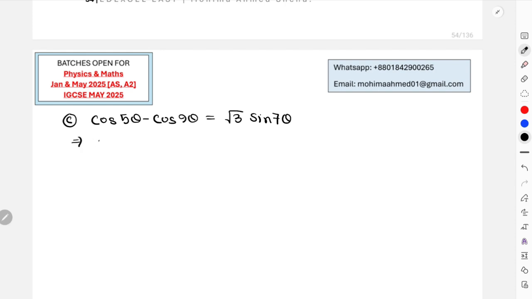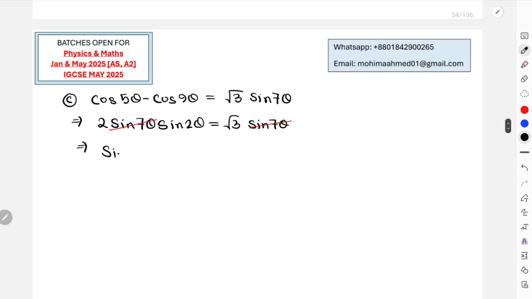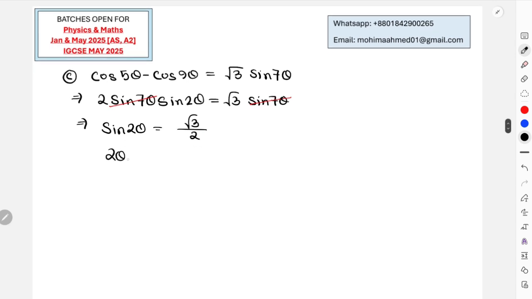I already know I can write this as 2 sine 7 theta sine 2 theta equals root 3 sine 7 theta. From both sides, this sine 7 theta will be cancelled out, and we will be left with sine 2 theta equals root 3 over 2. Eventually 2 theta would be sine inverse of root 3 over 2. From this part again, I will have to shift my calculator to radians mode. So sine inverse root 3 over 2 turns out to be pi by 3.